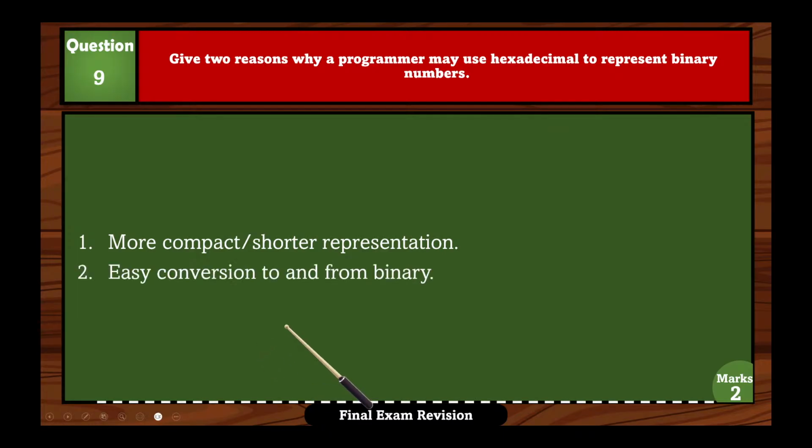or it's shorter. Next one is easy conversion to and from binary. It's easy to convert a binary number to hexadecimal and a hexadecimal number to a binary number.